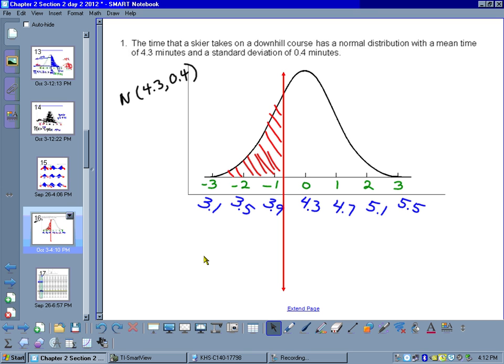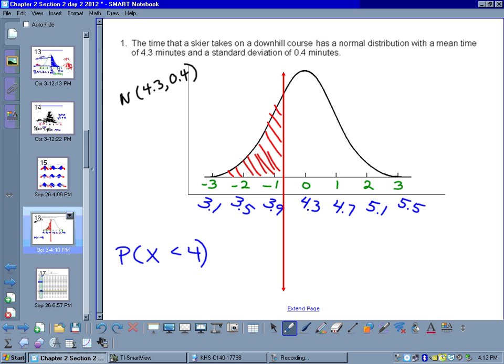Okay, so this brings us back to our question. How do we find how many skiers were able to ski down the course under 4 minutes? Well, the first thing is to set up our notation. So we have the probability that x, we're back to a raw score of x, we're not in standard normal world anymore, is less than 4 minutes.